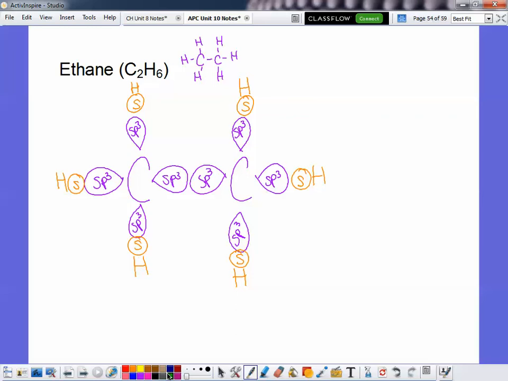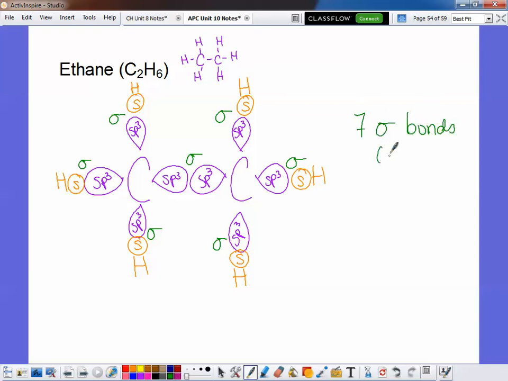Now all of these overlaps are head-to-head overlap. All of these are sigma bonds. All of this was head-to-head overlap. It's all sigma bonds. No pi bonds. Pi bonds only occur when you have sp2 and sp hybridized orbitals. Okay? So if we count up the number of head-to-head overlaps, we have 1, 2, 3, 4, 5, 6, 7. 7 sigma bonds. And that's sigma.